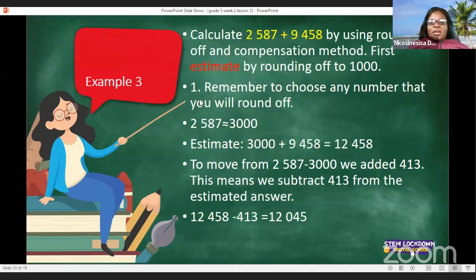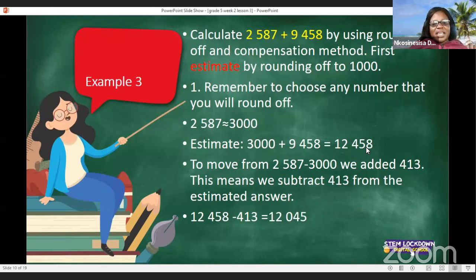All right, so we are here. And then, so first we have to round off any number. So we chose that one is 3,000. And then thereafter, we estimate. How do we estimate? 3,000 plus 9,458. Check now, you can still do it mentally. 3 plus 9 gives us 12. And then these zeros added to 458, you see still the same. You see how easy it is to estimate. So then the estimated answer is 12,458.